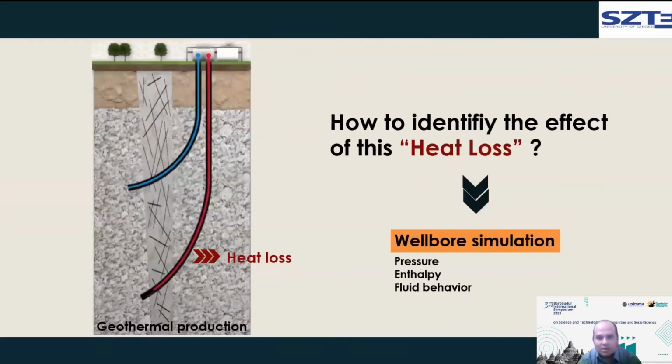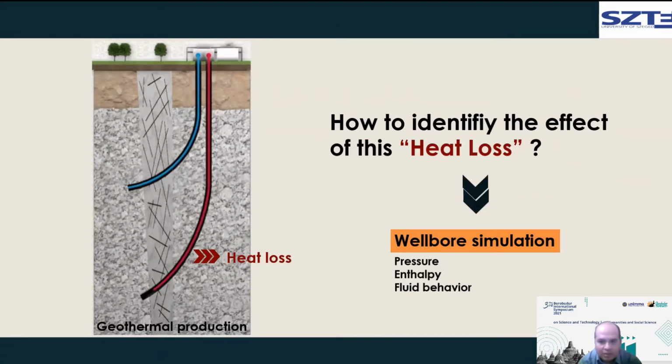In the geothermal production system, there is a fluid movement in the wellbore that has an effect on the heat transfer because of the temperature difference between the geothermal fluid and the formation. The heat is distributed from the geothermal fluid to the casing, cement, and the formation by the convection and conduction system. There are some methods that have been developed to identify the effect of heat loss present in the wellbore.